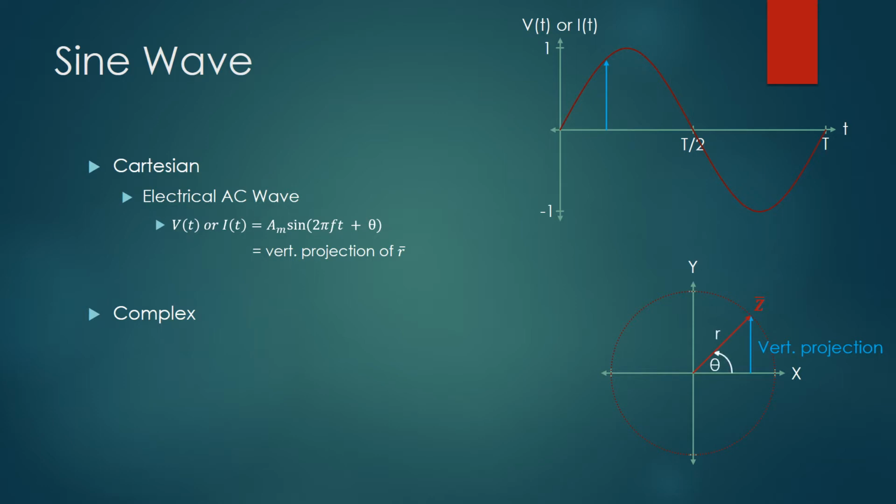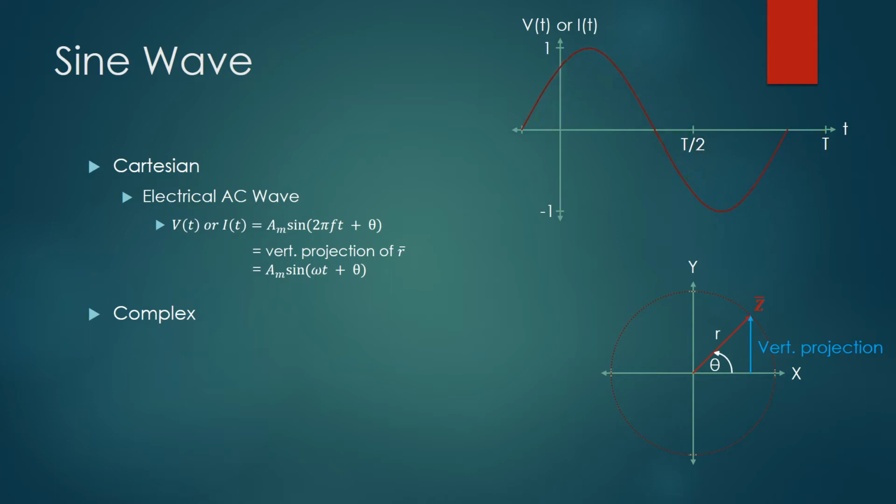In electrical engineering, these purely AC voltages and currents are represented using Am sin(2πft + θ) or Am sin(ωt + θ). Here, Am is the sine wave's peak value.